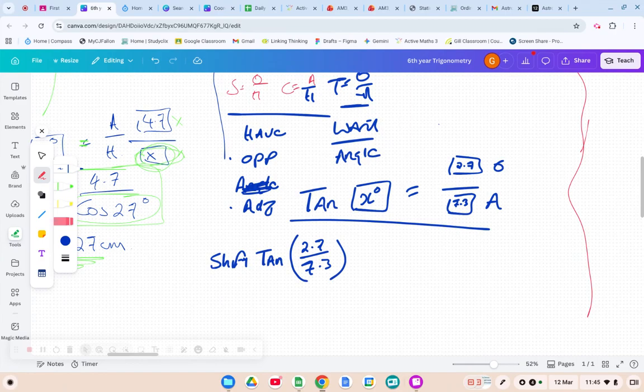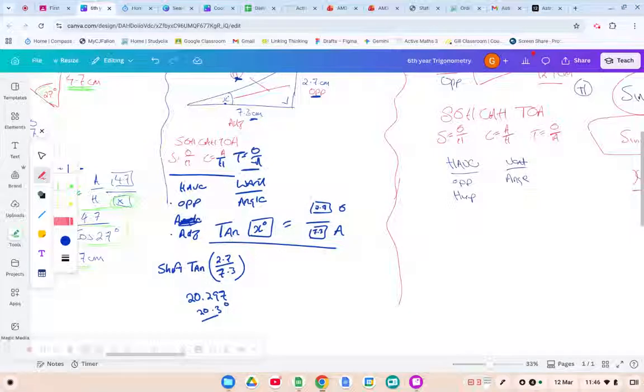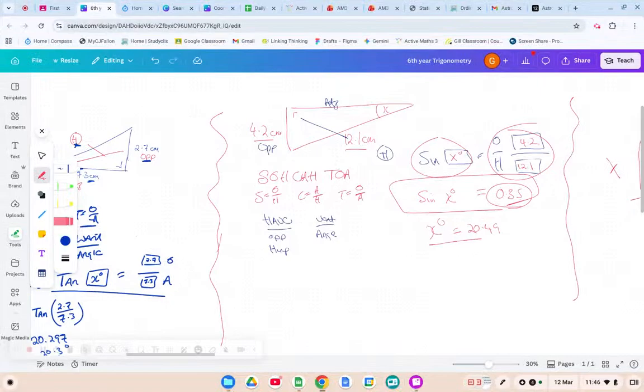When I do that, I should get, and please check to see if you get it, shift and tan, and we open a set of brackets, and close the brackets. I'm just doing this on my calculator. The answer is equal to 20.297, which is 20.3 degrees. That's the answer. So there's another example of that there.